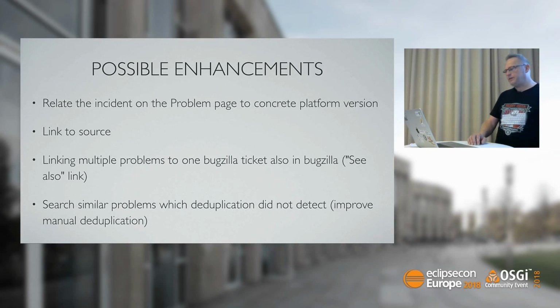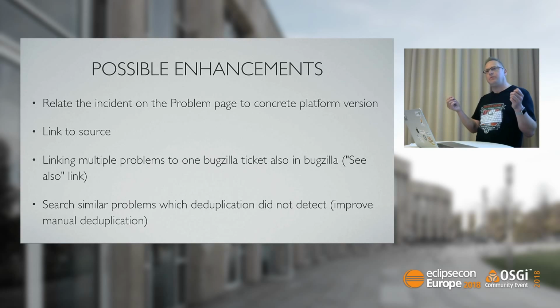Also, a problem is that it can happen that we have multiple problems reported which are actually the same bug, but you can only relate to one bug. You can relate multiple problems to the same bug, but you don't see this in the bug report. You only see this for the first problem that you reported. There's actually one place in the Bugzilla ticket which says "see also", and it would be great if it would be possible to automatically add the links there.